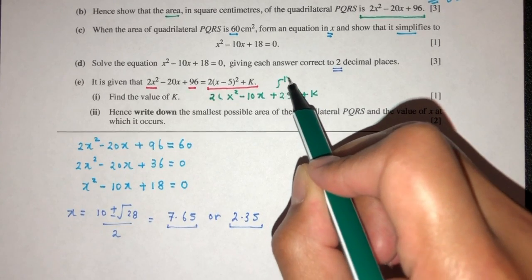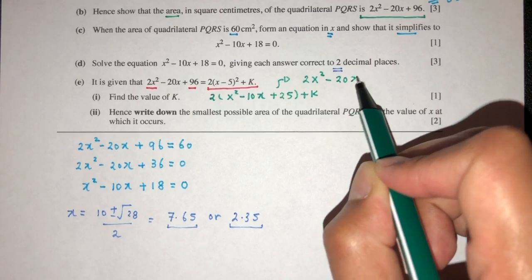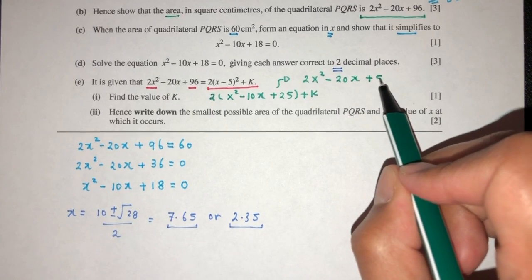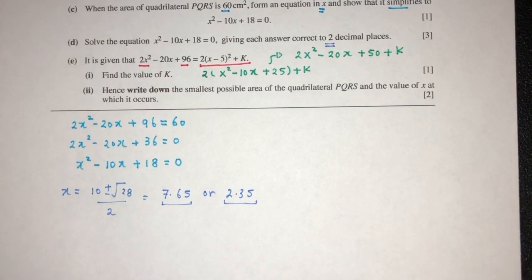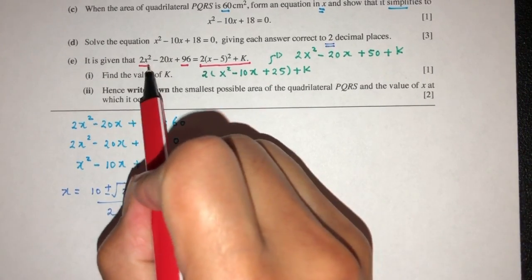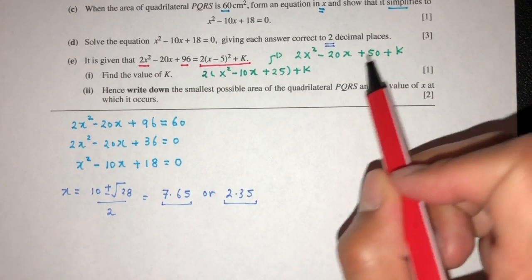That will simplify to what? That will be 2x squared minus 20x plus 50 plus k. So by comparison, you can see that this is this, this is this, so this will be the value at the end.